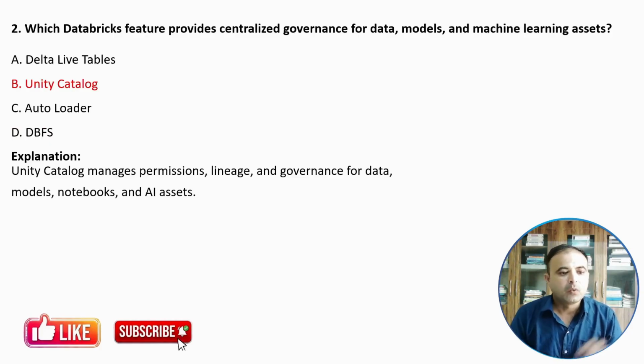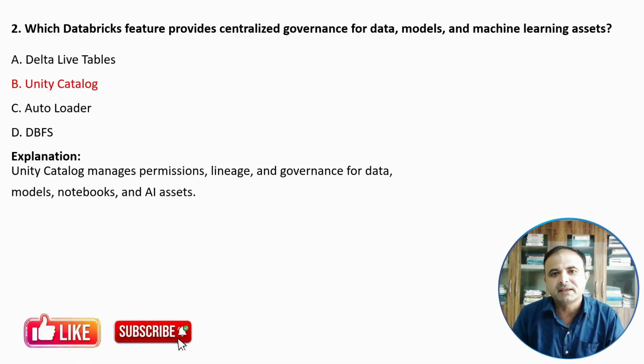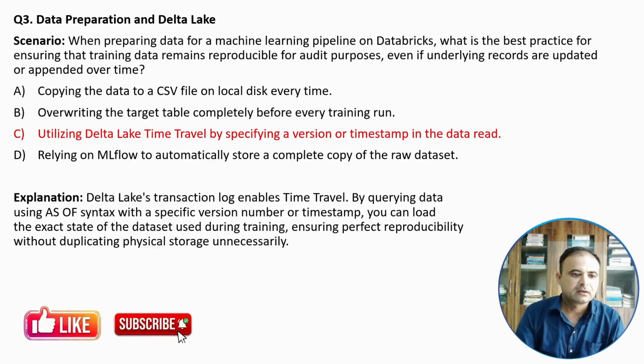Now next: which Databricks feature provides centralized governance for data, model, and machine learning assets? Obviously, we are familiar with Unity Catalog, which is centralized governance of the data, where you can control the access and give access according to the role. So Unity Catalog manages permissions, lineage, and governance for data, models, notebooks, and AI assets.